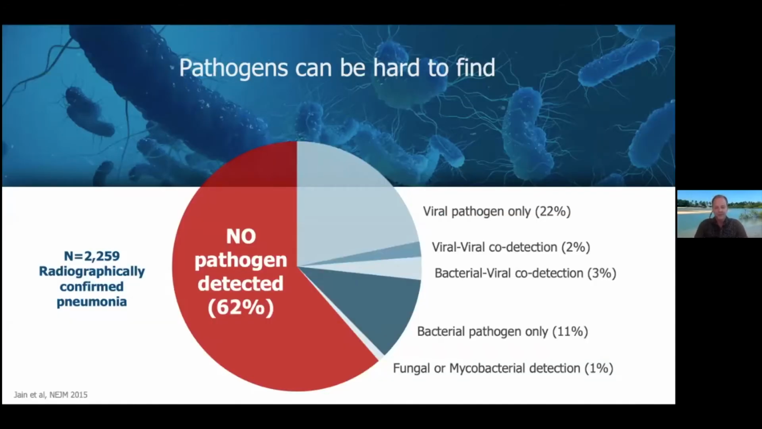A good example for how hard it is to find a pathogen is this publication from Jain et al. from the New England Journal in 2015. What the team did was look at over 2,000 patients with radiographically confirmed pneumonia, and the patients underwent a whole series of different diagnostic tests that are applied under standard of care. But in the majority of cases, in 62% of these subjects, there was no pathogen detected. So we clearly have a problem using pathogen identification as a way to manage patients with suspected infections and suspected sepsis.